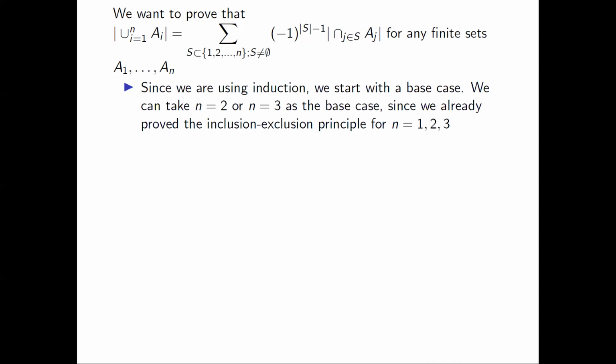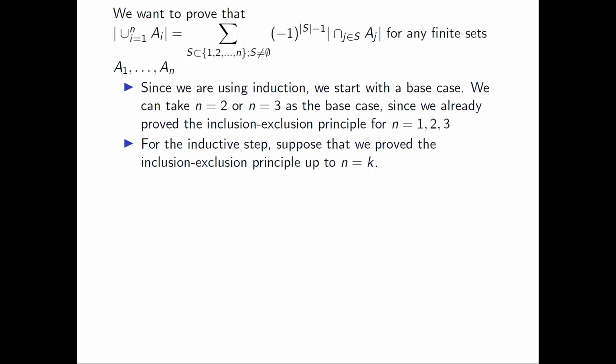So since we're using weak induction, we just start with a base case. We have multiple choices for our base case because we already proved the inclusion-exclusion principle for n equals 2 and n equals 3. And it's clearly true for n equals 1. So we'll take our base case as n equals 3.